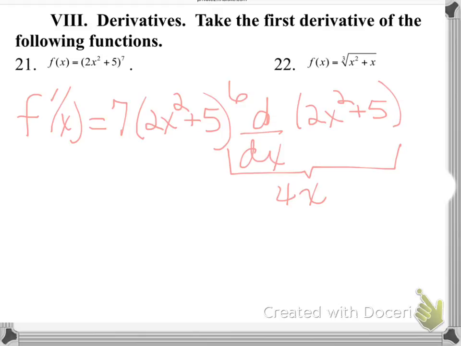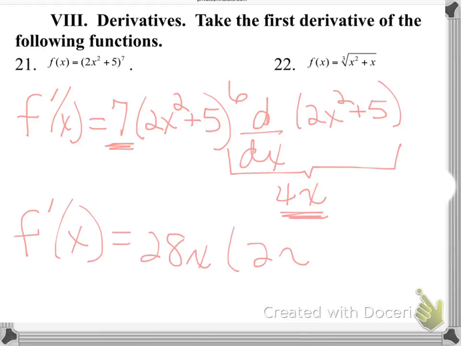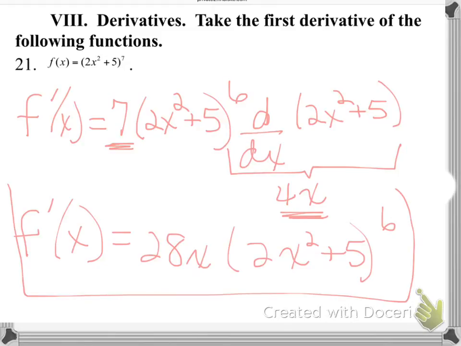So now I'm going to clean this up, and you have to do this. Take your 4x and multiply it by the 7. That's going to give you 28x. And then you have (2x squared plus 5) to the 6. Here, I'm going to erase this so that we don't have to get confused. Okay, so this is your final form. Don't forget to multiply. Don't forget this power. Frequently people are thinking ahead to taking the chain rule and they forget to put the power there. So let's go on to 22.